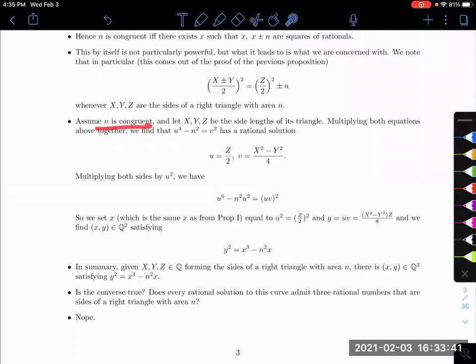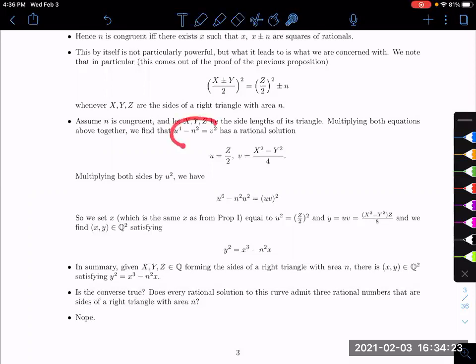Assume n is congruent now. Let x, y, and z be the sides of this triangle whose area is n. This is two equations, so you write the two equations separately and multiply them together: the equation with the plus and the equation with the minus. What you find is that the equation u to the fourth minus n squared equals v squared has a rational solution in the event n is congruent, given by u equals z over 2, and v is x squared minus y squared over 4. Again, this is just elementary algebraic manipulation.